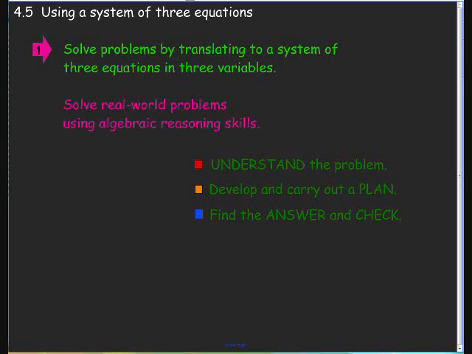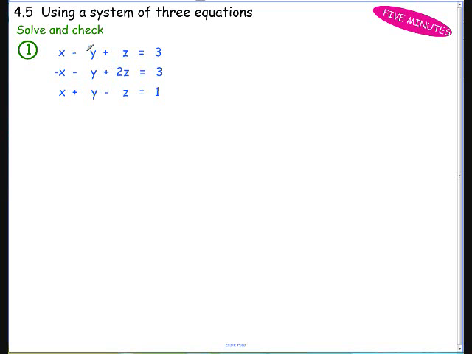Section 5, using a system of 3 variables. Okay, this is word problems. And again, we understand the problem. That's the first thing we do. We figure out a plan, and then we check our answer. Does it make sense? Solve and check. Okay, this is a little review.